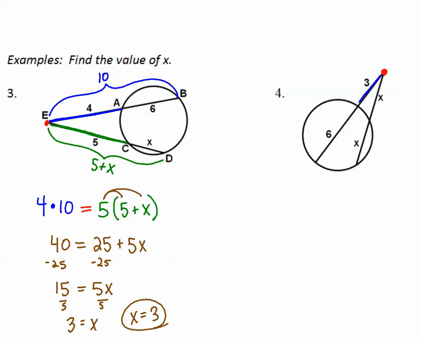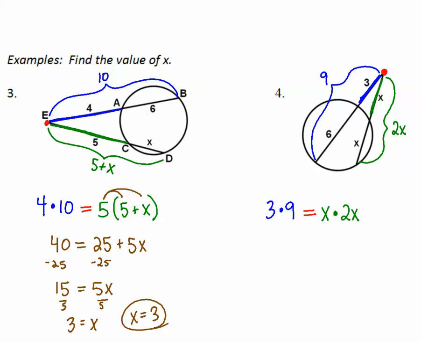So I have the external segment out here, 3, times the whole secant segment because I have to touch the intersection point. 3 and 6 put together make 9. So 3 times 9 equals. Let's look at the other secant segment. The external segment is x. The entire way across, the secant segment is x plus x, 2x. So times 2x. I don't put parentheses when I don't have a plus there.